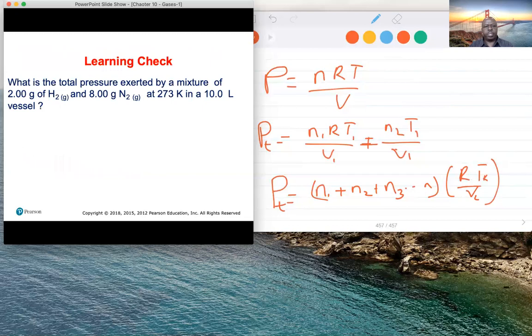How do we use the ideal gas equation to find the total pressure? Here we have two gases. What is the total pressure exerted by a mixture of 2.00 grams of hydrogen gas and 8.00 grams of nitrogen gas at 273 K in 10 liters? We're not going to use, let me call this equation one and this equation two, sorry. This is equation two, and this is equation one.